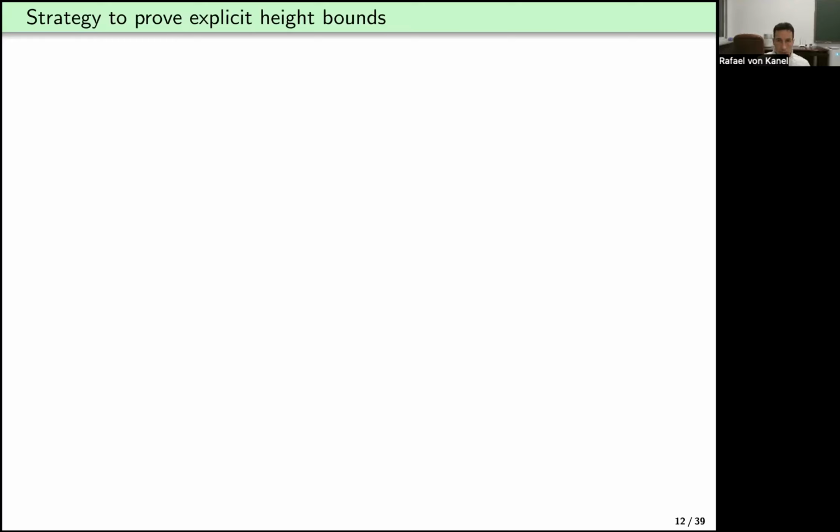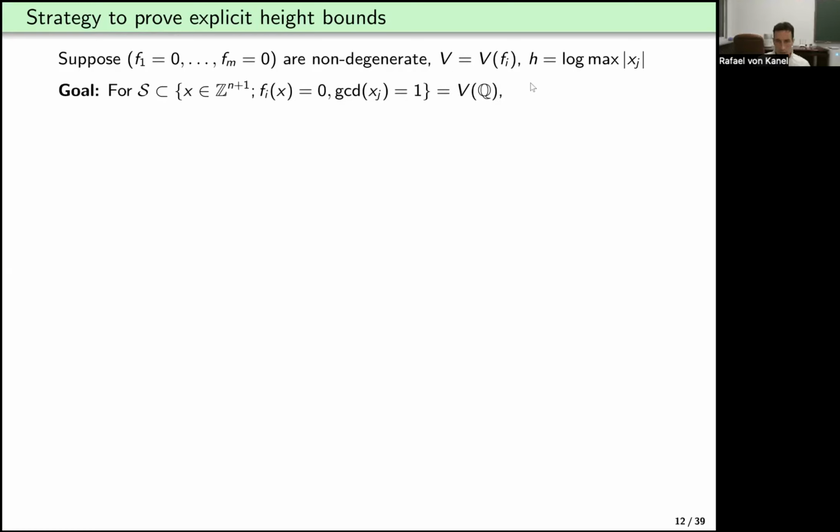And so next, I would like to discuss some strategy to prove explicit height bounds using this definition. Suppose that we are given non-degenerate equations, then V is the variety defined by these equations, and H is the logarithmic Weil height. For a subset S of solutions of these Diophantine equations, we would like to bound this height H on S. So that's somehow the goal.